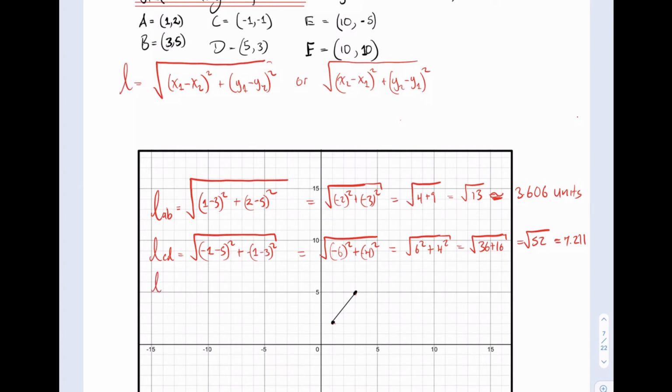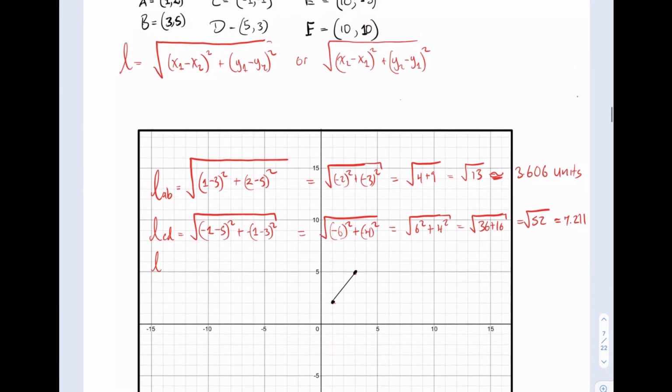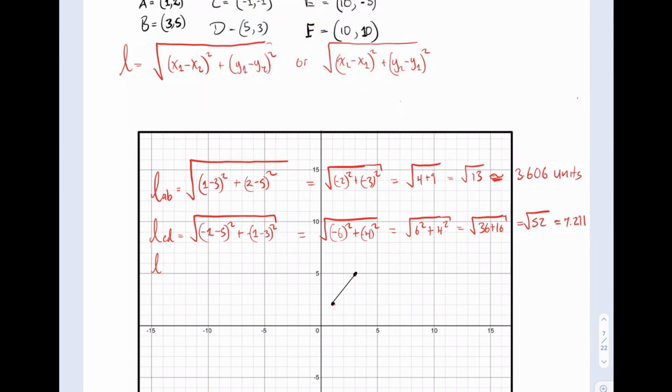And for the last line segment, we can find this one using the formula, or we can actually visualize this one in much the same way that we did the visualization for the midpoint. Let's see what the visualization result will give us. Let's look back for this point, which is 10, negative 5, all the way up to 10, 10. If we count the number of units, we should end up with the length for this line segment. After counting, I end up with 15 units, so this line segment is 15 units long.